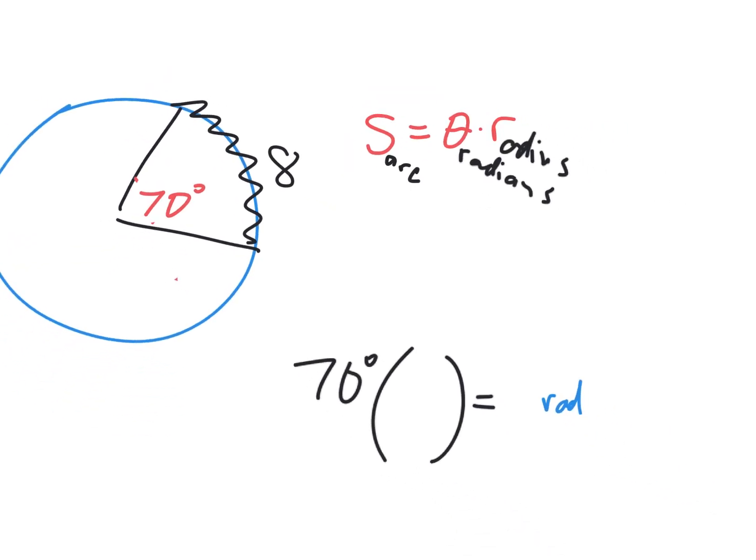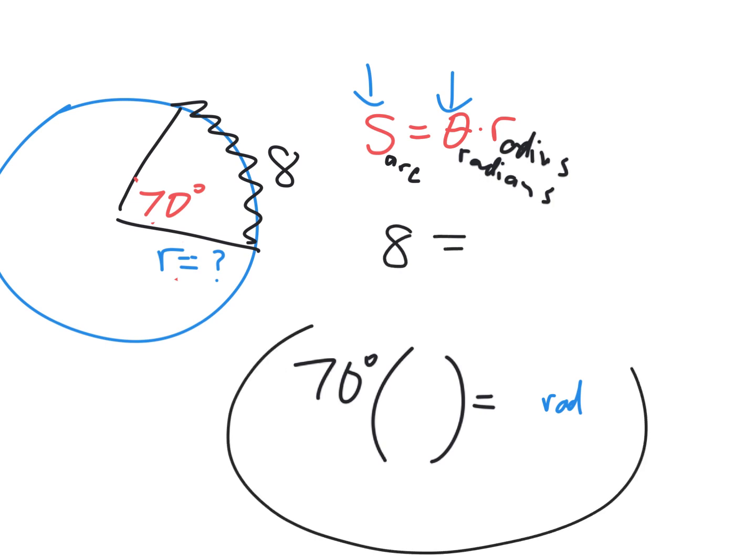We have an arc length of 8, an angle of 70, and I'm asking you for what's the radius? So you know this, or at least you can find the radians, and you know the arc length. You can put them in the formula and solve for r. Now, there's no calculators in this test, so I'm okay with this answer. Just simplify it as much as you can. You don't have to get me a decimal. All right, the arc length is 8, so 8 equals the radians. Well, I have to multiply to figure out the radians, and then I'll solve for r.